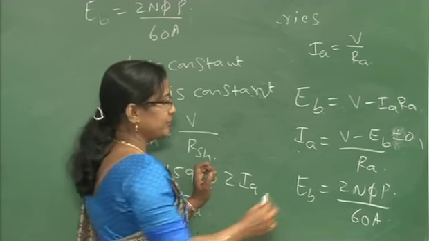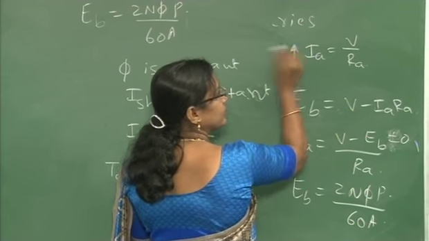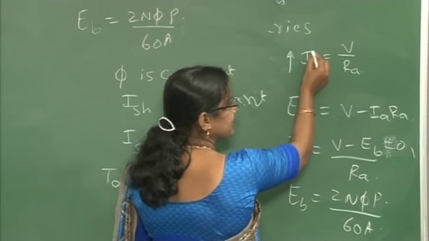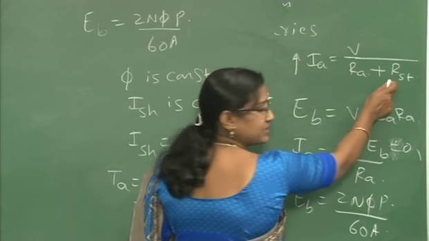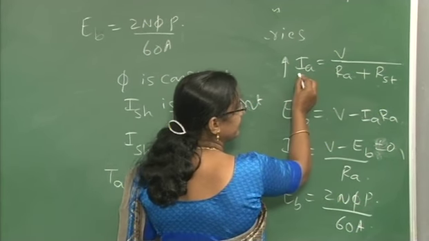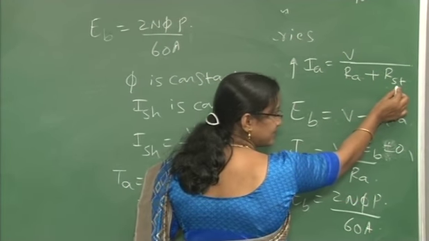So, what will happen if you are not increasing the resistance? The current will be more. So, to avoid this inrush of current, you are going to add a resistance in series with this. Now, what is IA at the beginning? IA is equal to V divided by RA plus the starter resistance.